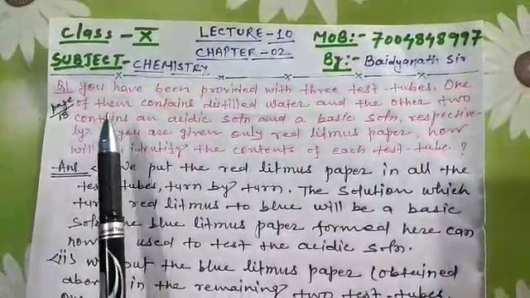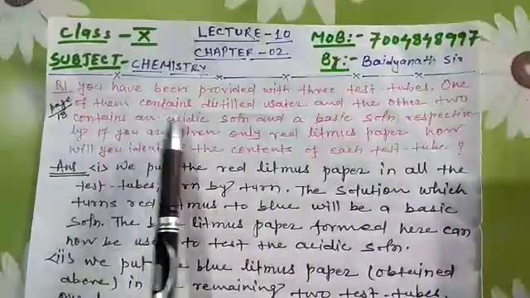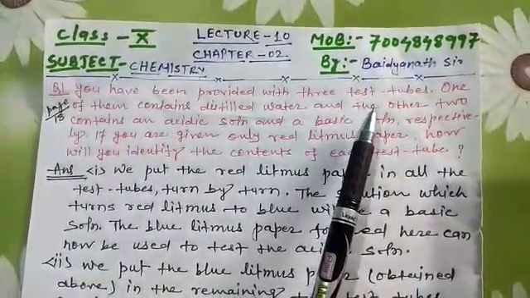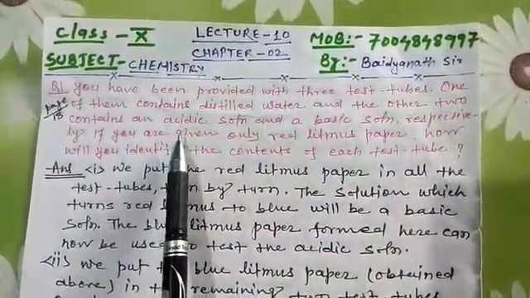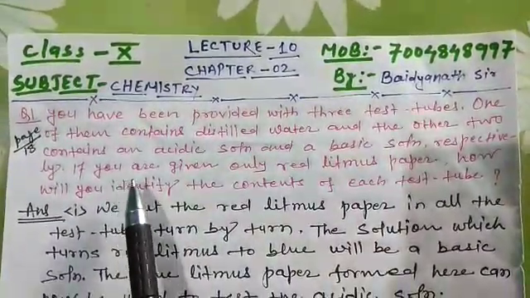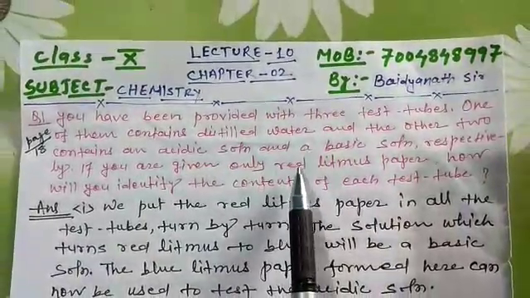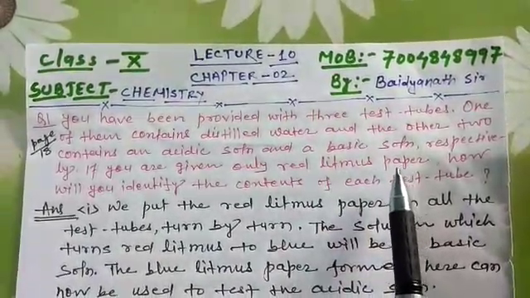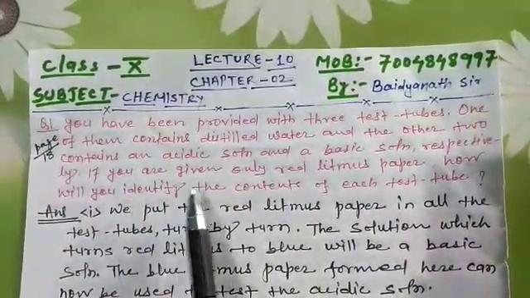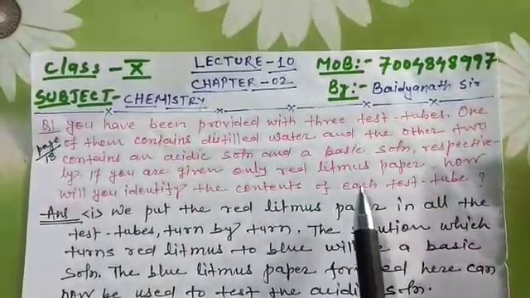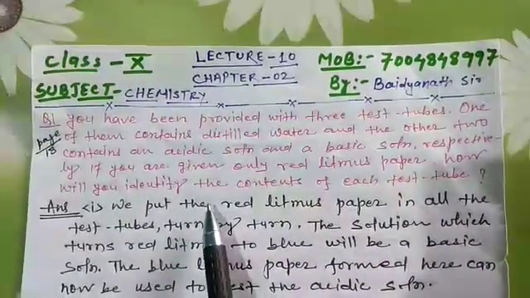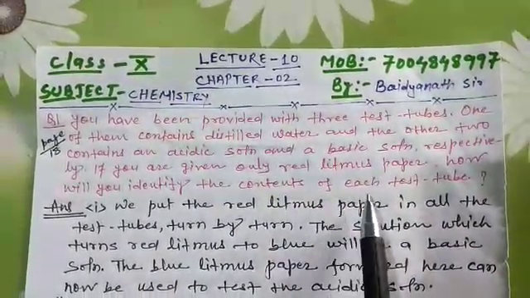when you have been given 3 test tubes. One of them contains distilled water and the other 2 contain an acidic solution and a basic solution respectively. If you are given only red litmus paper, how will you identify the contents of each test tube?